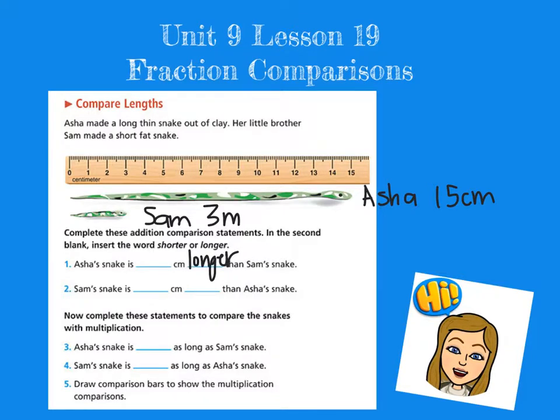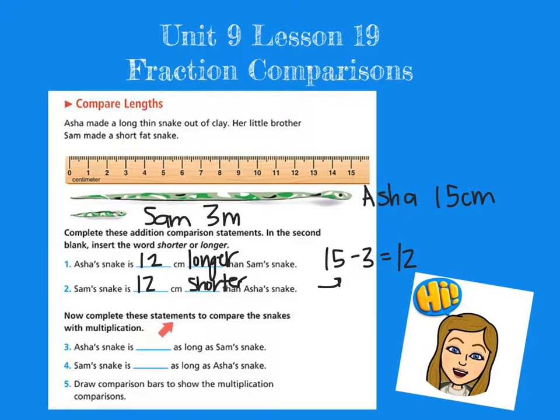Now we have to figure out how many centimeters longer. Well, if Asha's is 15 and Sam's is 3, we could use subtraction to figure that out. So Asha's snake is 12 centimeters longer. Sam's snake is blank centimeters blank than Asha's snake. Well, we know that Sam's snake is shorter than Asha's, and we just figured out using subtraction that it's 12 centimeters shorter.